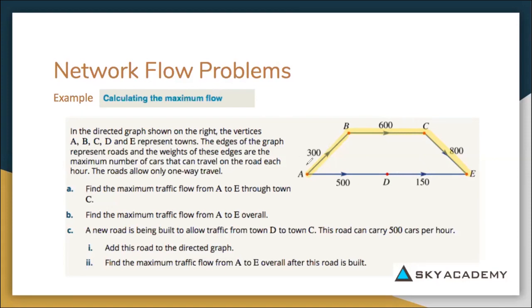At the start, we have 300. So we know 300 can go here. When it gets to B, 600 could go through there, but we only have 300 from A. So the amount that could go through here is only 300. And then when we get to C, we have a potential 800 that could flow through, but we can't because we only have 300 coming along here. So the capacity of that line has to be 300. And so the maximum traffic flow from A to E can only be 300.